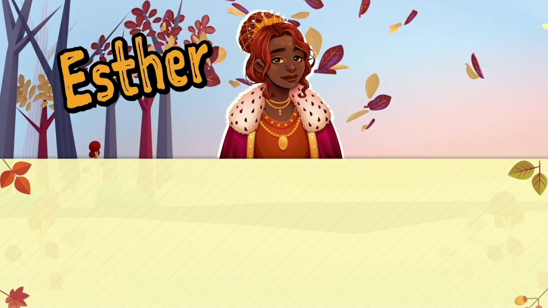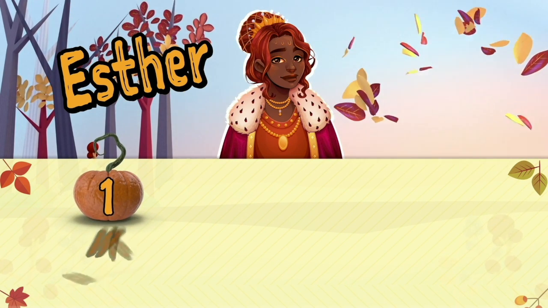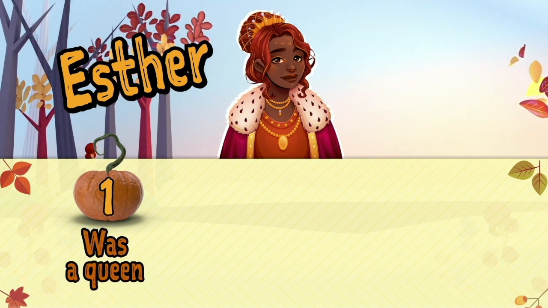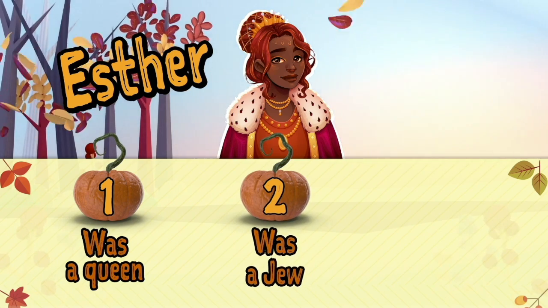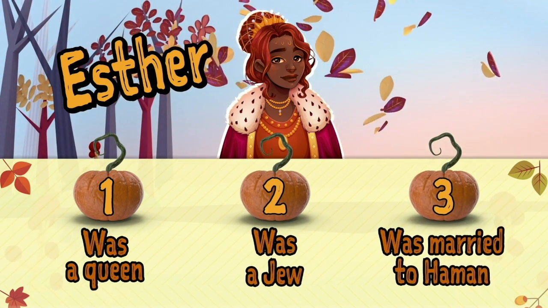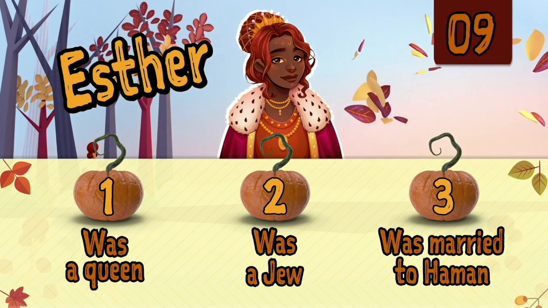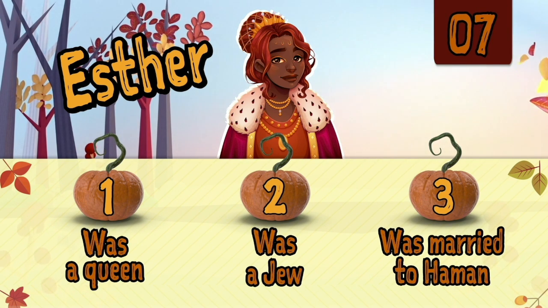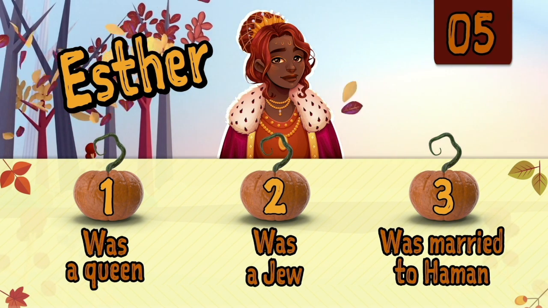Now, which of these is not true about Esther? 1, Esther was a queen. 2, Esther was a Jew. 3, Esther was married to Haman. So what do you think? Which of these pumpkins is not telling the truth?